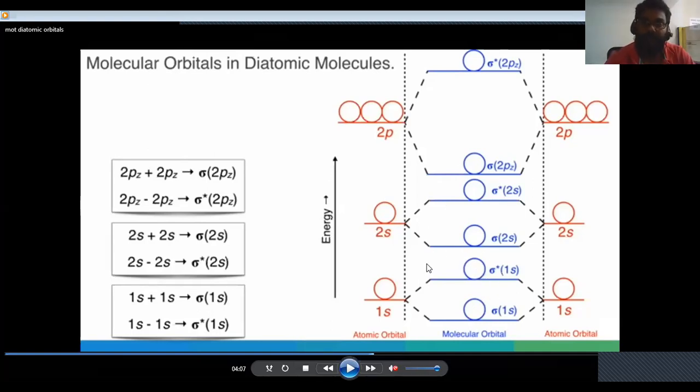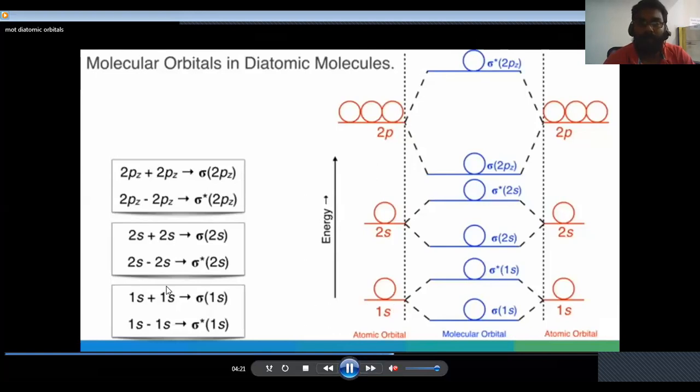BMO means bonding molecular orbital, where B means bonding and MO means molecular orbital. ABMO means anti-bonding molecular orbital. Here for 2s, this is the bonding and this is the anti-bonding. Another pair is again bonding and anti-bonding. These are the important things.